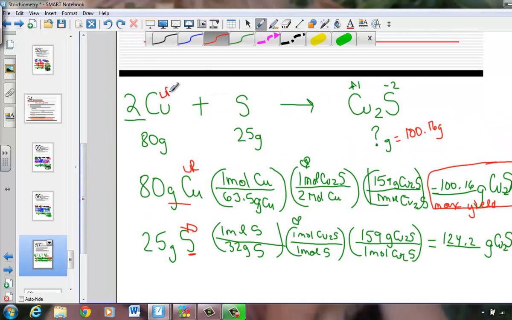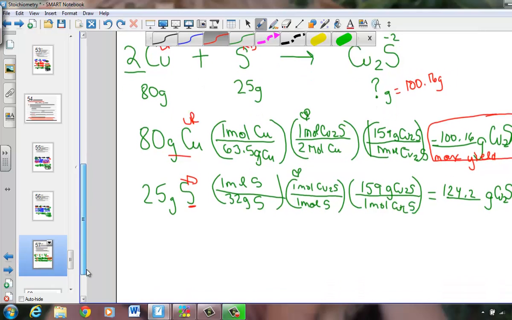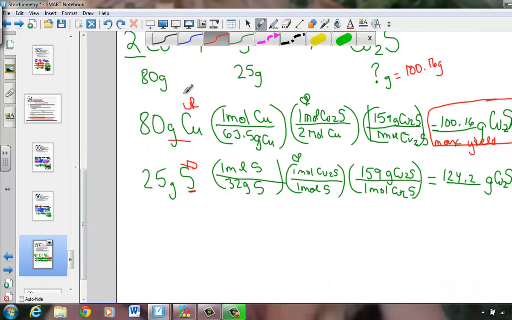So if I label copper as the limiting, sulfur must be in excess amounts. Well, how much of that 25 grams we started with didn't get used? How much was extra in the recipe? To determine that, we do another stoichiometry problem. It's the third one, I know, but it's required to find.